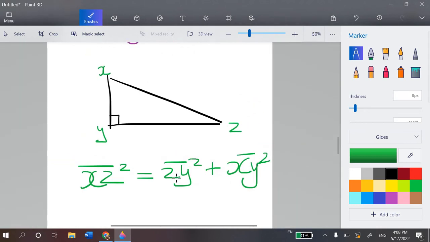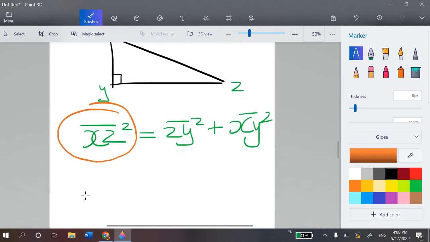Okay, and again, as before, when we look at this XZ to the power 2, you can write this as ZX to the power 2. That is fine. That is no problem. Okay? Either way around. As long as we remember the hypotenuse is the one on the outside, and it's equal to the two other sides added together.